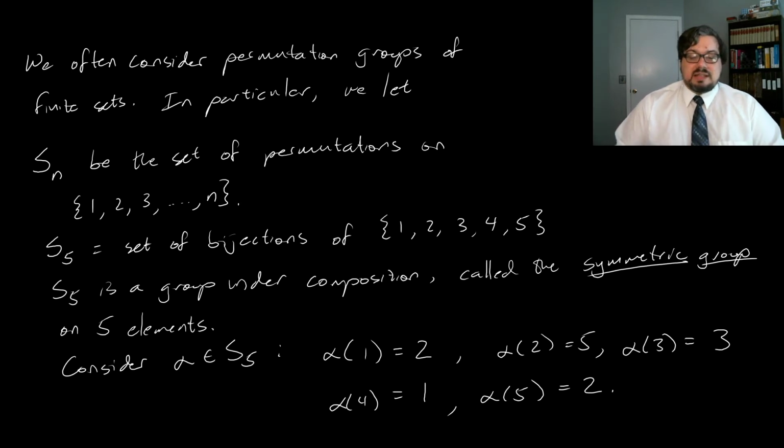Now, of course, this is a pretty big way of writing this. It takes up a lot of space, and so we've got a couple of more compact ways that we're going to describe these permutations when we're talking about finite sets. So we can write this more compactly.